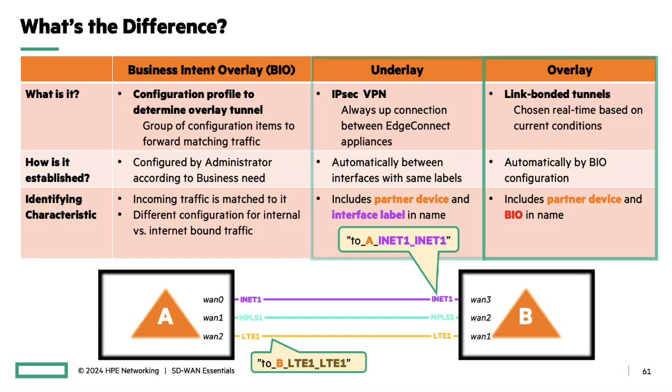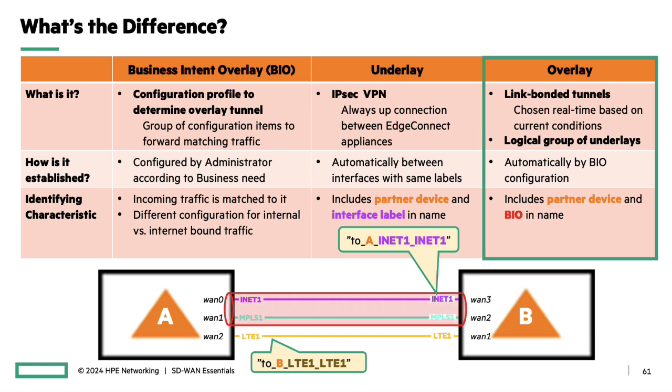An overlay tunnel is a group of underlay tunnels treated as a single forwarding link. It is a logical group of underlays chosen real-time based on current network conditions. You can tell a tunnel is an overlay because it will contain the name of the bio which established it.